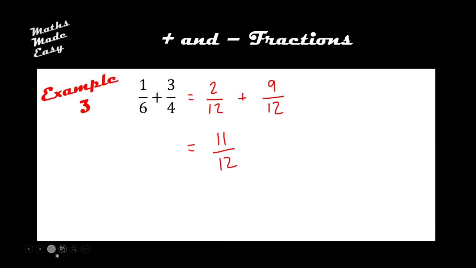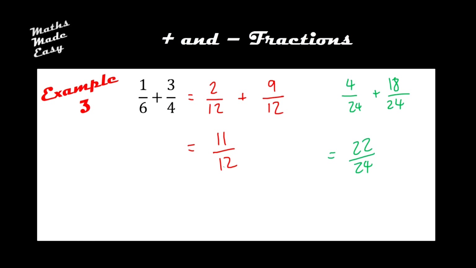Now if you did it the other way, let's just see what happens. If you went for 24, then you may have ended up with, well, how does 6 get to 24? We times 4, so 1 times 4 is 4. How does 4 get to 24? Times 6. So 6 times 3 is 18, which gives you 22 out of 24.